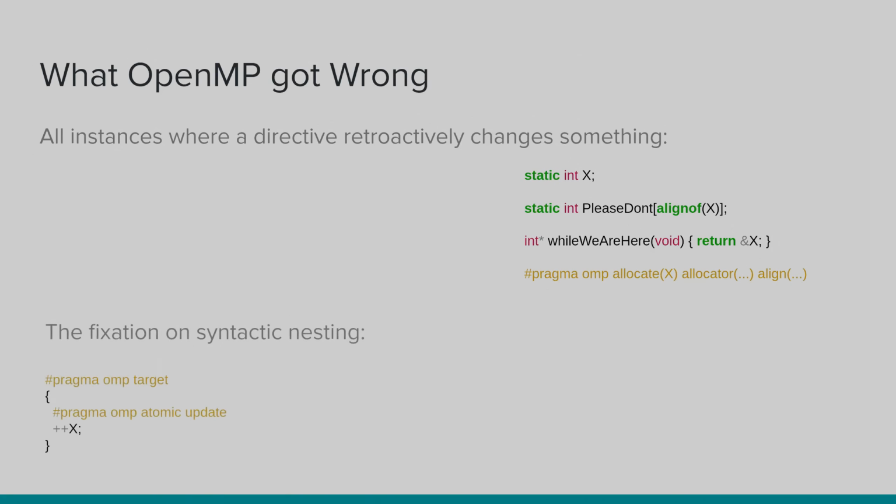And then there's a fixation on syntactic nesting. If you have an OMP target with an atomic update inside, that's fine. If you have an OMP target teams with an atomic update inside, that's not fine. But if you then outline this code into a function foo, that's fine again. So it's not only about atomic accesses in teams regions, it's more about the idea that we have to define everything with regard to syntactic nesting, which I think is inherently wrong and makes things very awkward half the time.